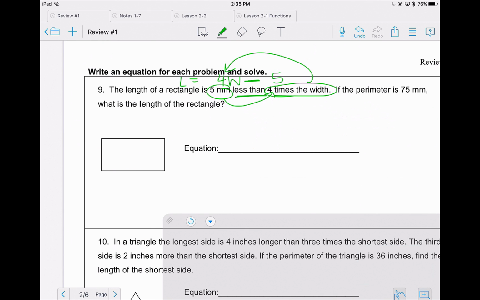Do they tell us anything about the width? Do they say the width is something times the length, or the width is 15? No. So we are just going to leave the width alone. Now, on the top and bottom, instead of writing length, we are going to write what the length equals. So 4w minus 5, 4w minus 5. So because they didn't tell us anything about the width, we leave it alone. Because they told us something about the length, we replace L with what the length equals.